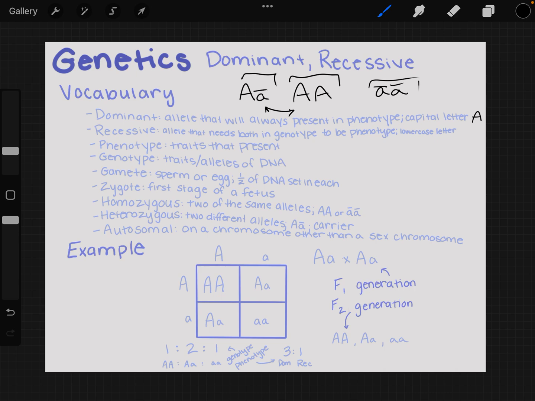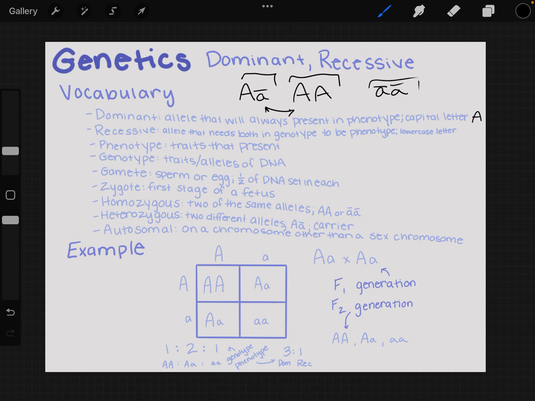Zygotes are going to be the first stage of a fetus. Right after sperm and egg cells come together, they create what's called a zygote, and this is the first stage of life. Kind of, not really. But yes, that's going to be the first stage of a fetus.